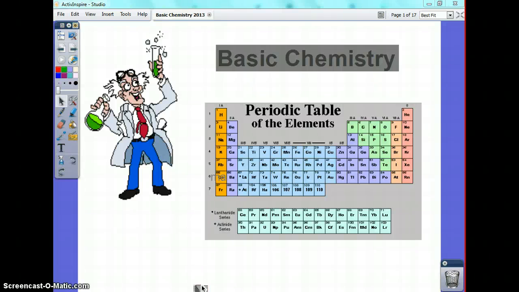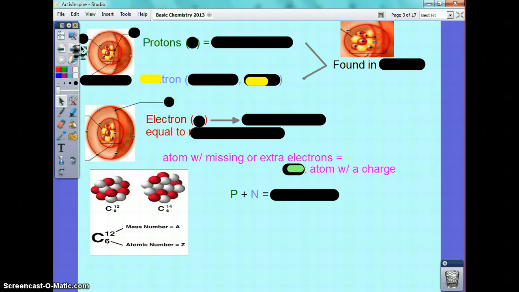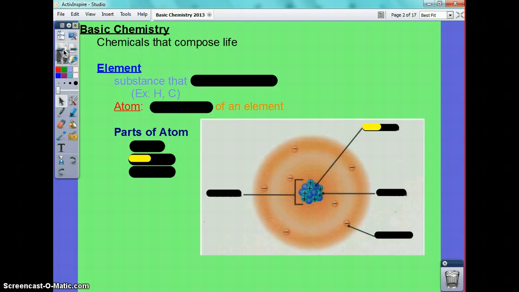All right, guys, basic chem. I want you to know that the only chemistry that you're going to need in this class is chemistry of life, because that's what we studied, life. This is biology. So, I skipped the whole page.